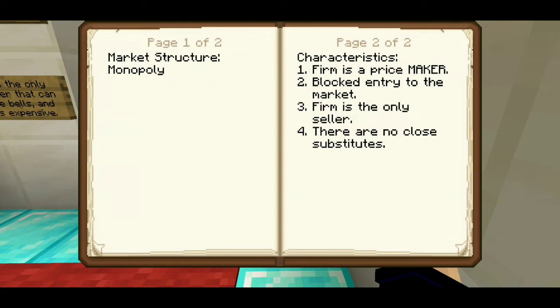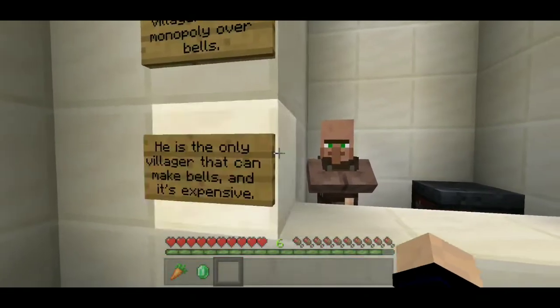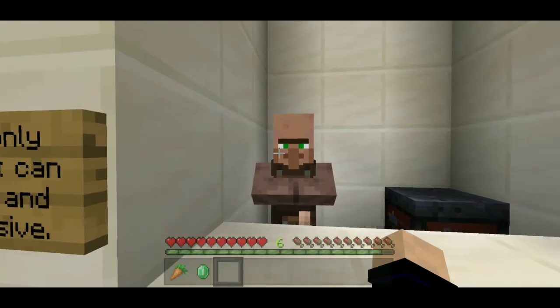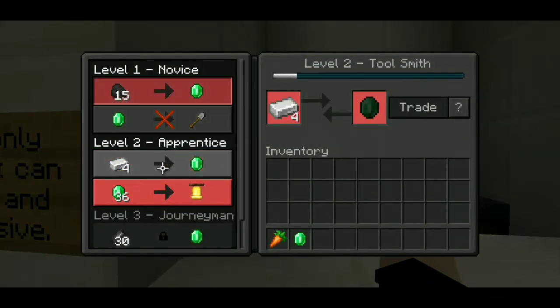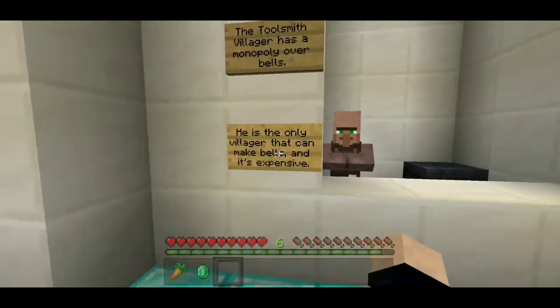There is blocked entry to the market. The firm is the only seller, again, and there are no close substitutes. So here we have a Minecraft example of it, and that's the toolsmith. And this guy has a monopoly over bells. He is the only villager that can make bells and sell them, and it's pretty expensive.